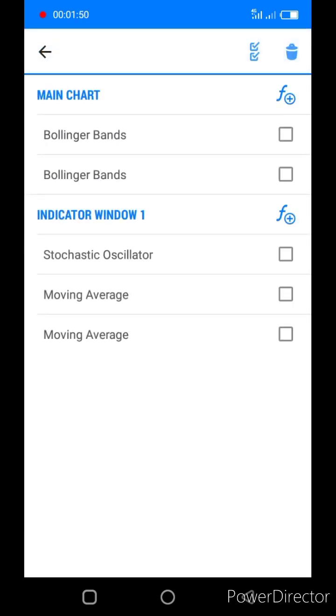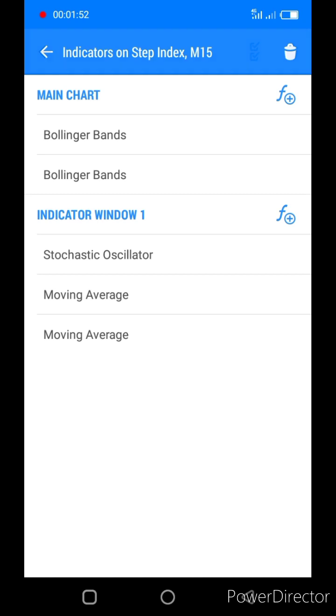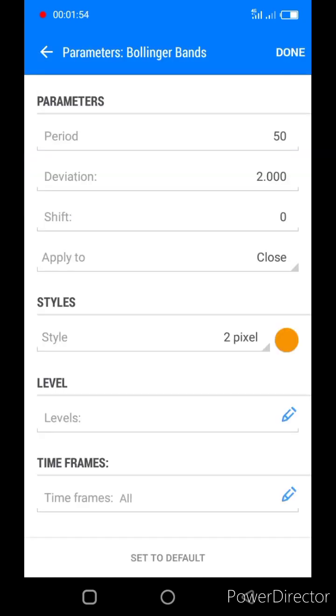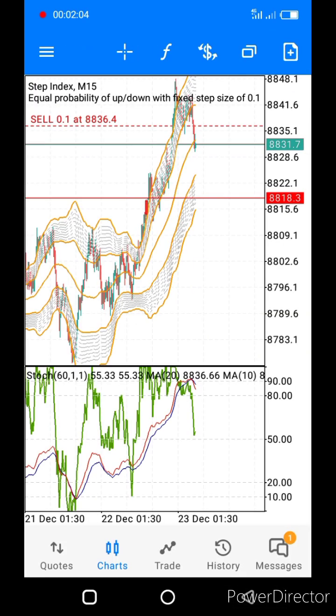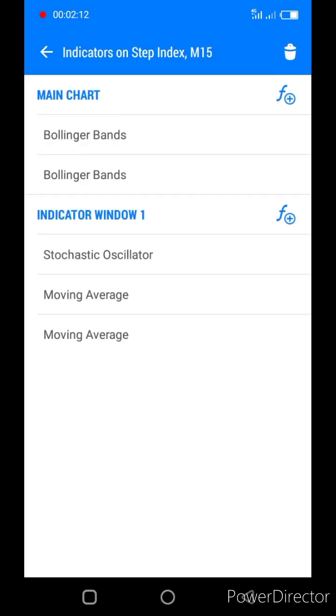Okay, so you go to the second Bollinger Bands. You see 50 period, deviation 2, shift 0, apply to close, style 2 pixel, no levels here. Do you get it now? Then you click done. When you are done, this is what you're going to have on your screen. Do you get that? Then you go to the stochastic oscillator.